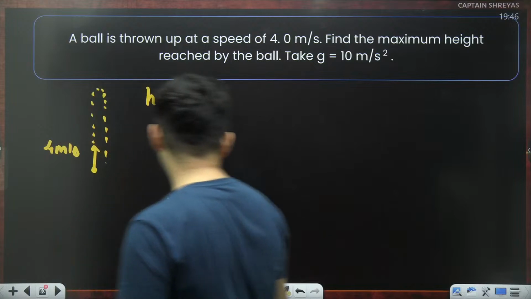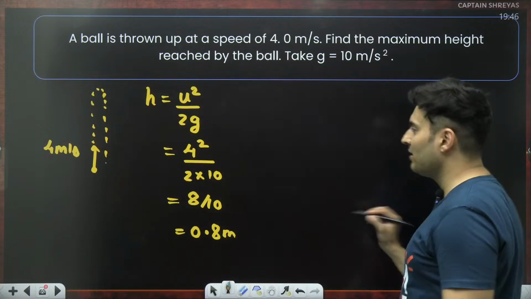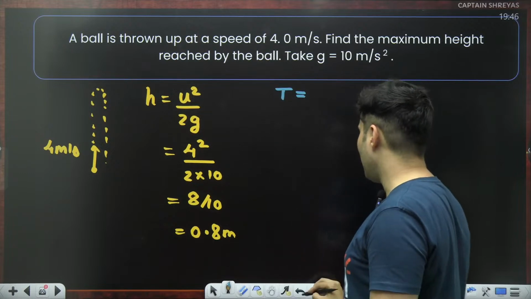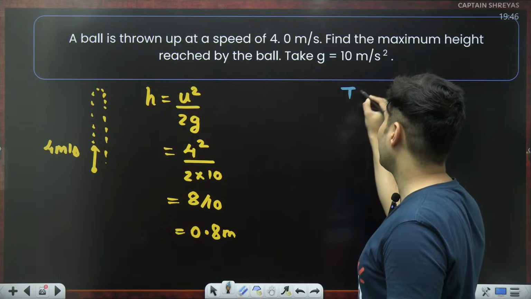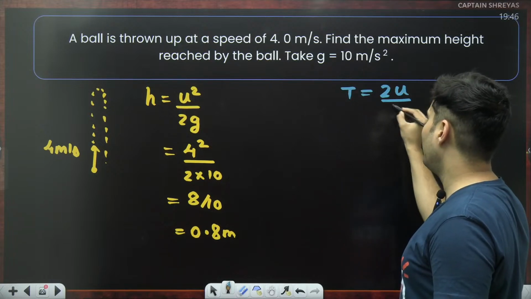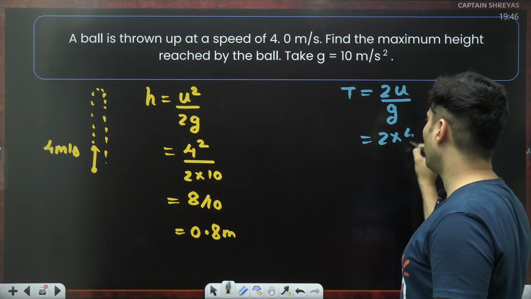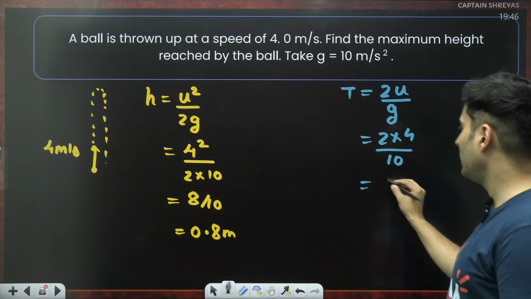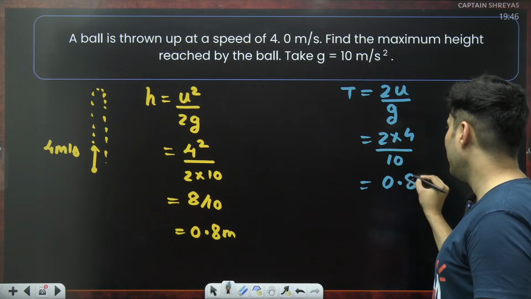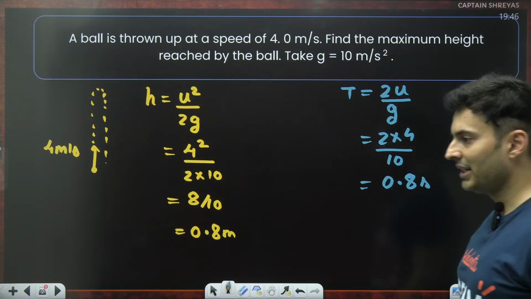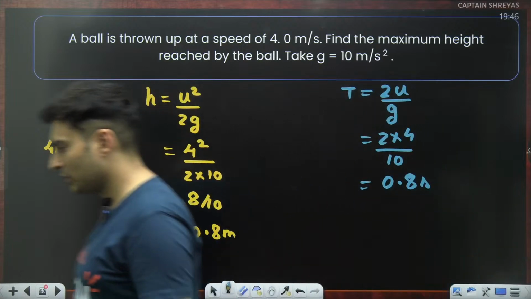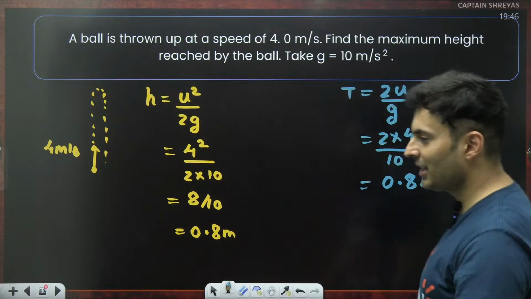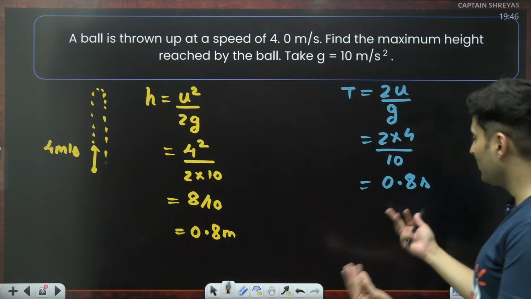Perfect. What about if time of flight was asked? I know time of flight is not asked here, but if it was asked, it will be 2u divided by g. U is basically 4, g is basically 10, 2 4s are basically 8. So it will become nothing but 0.8 seconds. Perfect. Awesome. Coincidentally, both the answers came out to be the same.